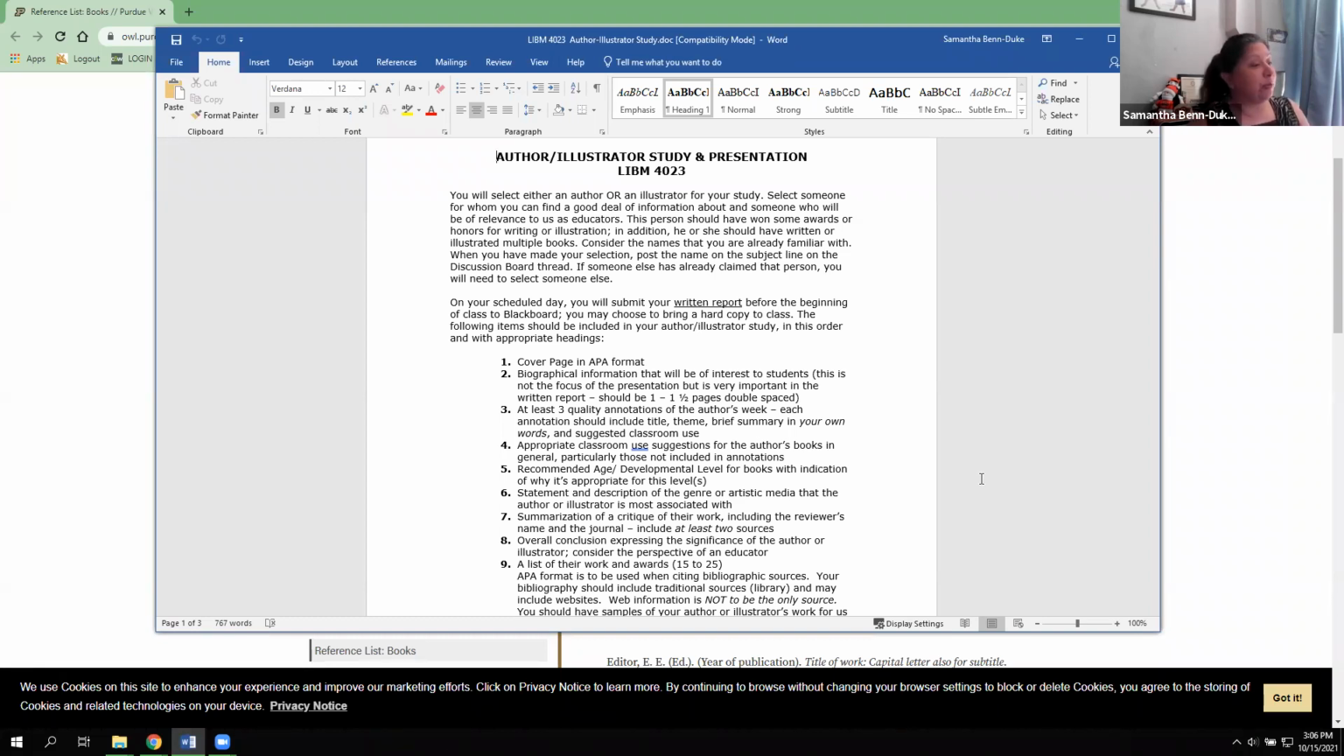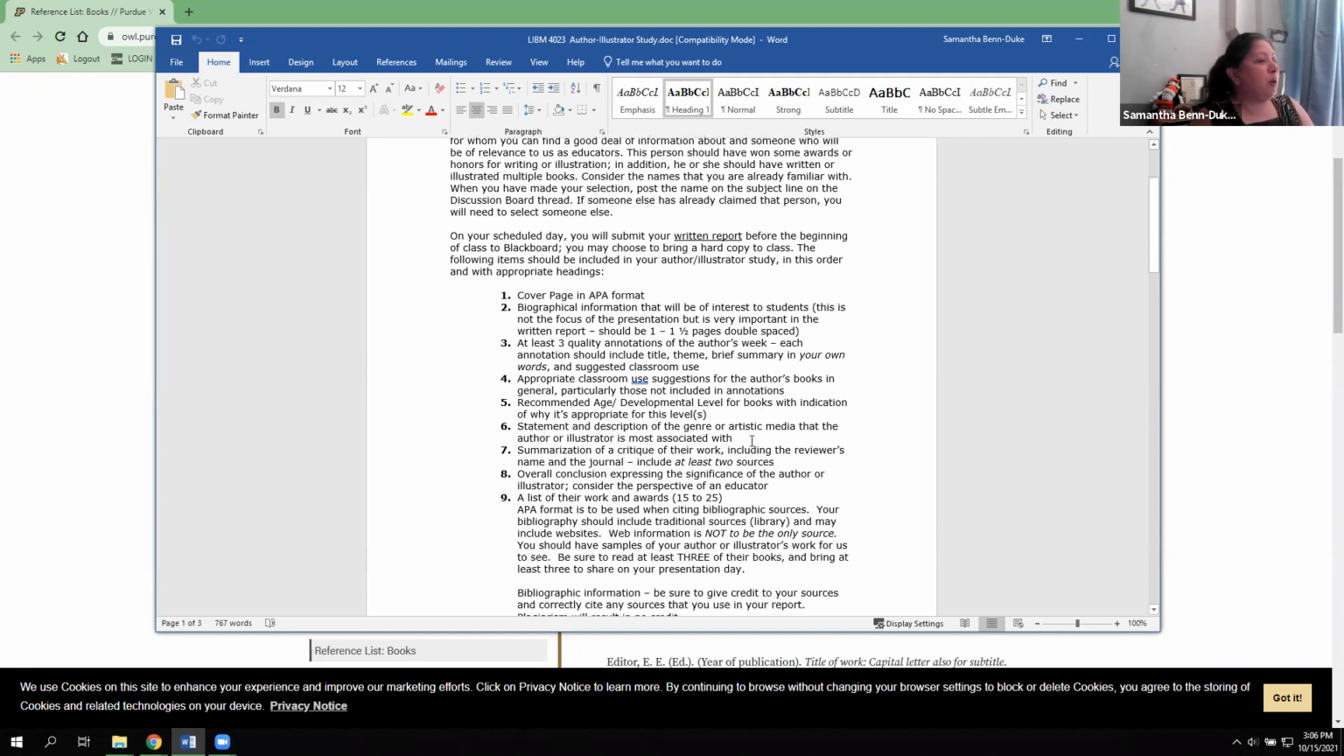So these should come from 3 books that you have actually read by this author or by this illustrator. So remember, the annotations will be in your own words. Appropriate classroom use just means how are you going to use it for a particular grade level or maybe a small range of grades, 1st through 3rd grade, for example.